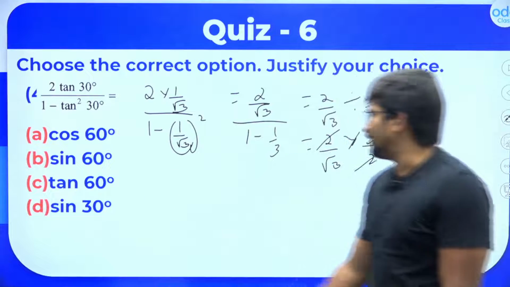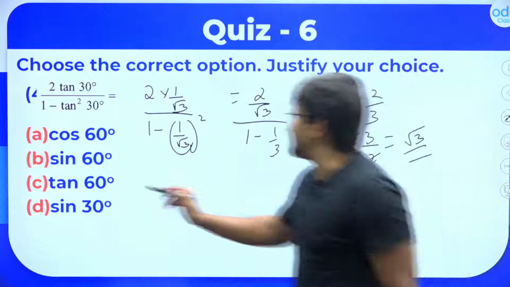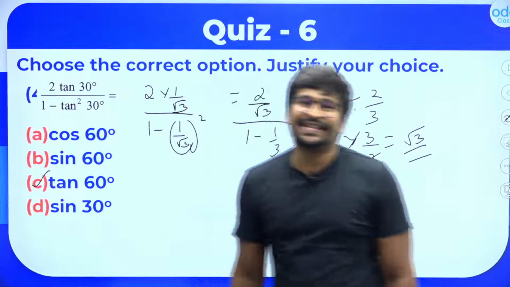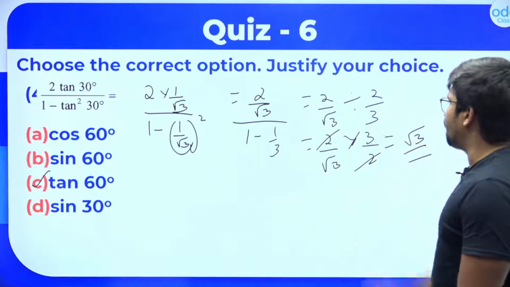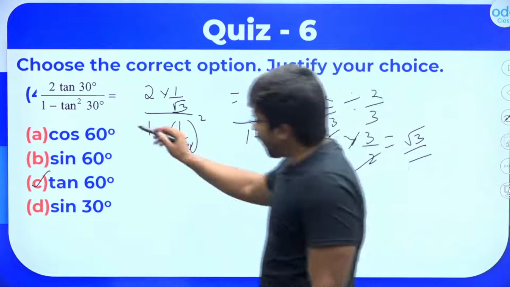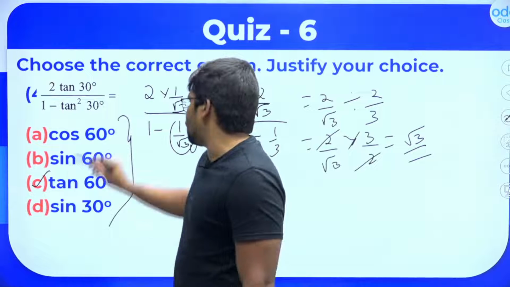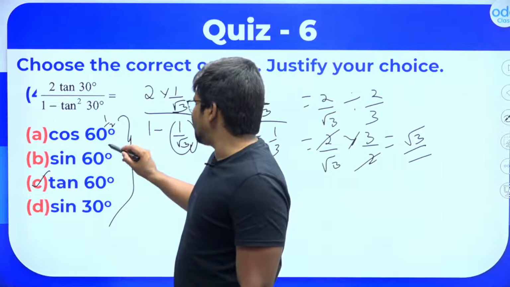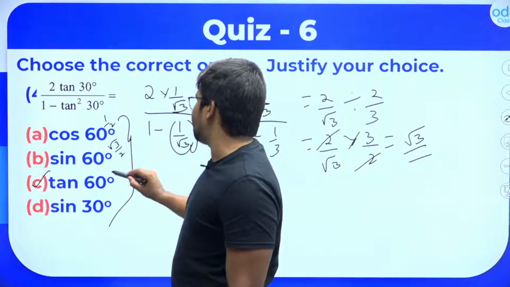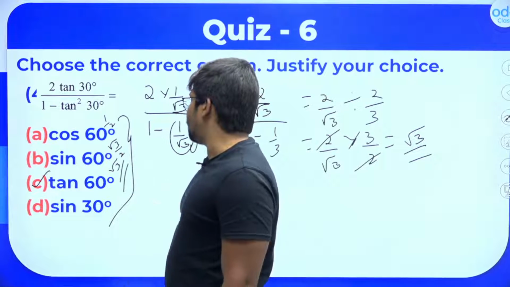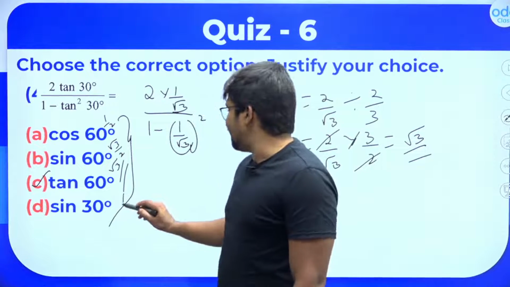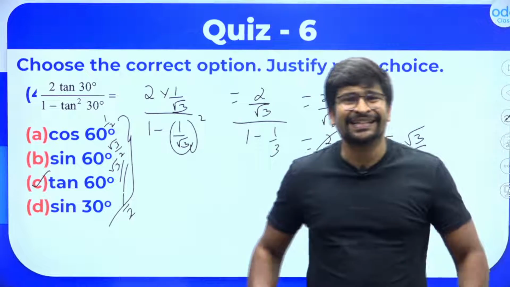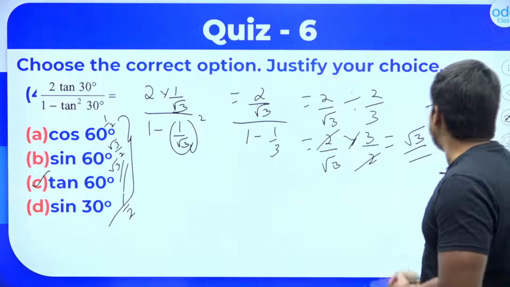Which one matches with root 3? You know that tan 60 degree is also root 3, right? So the correct answer should be option C here. Because here on solving you got the answer as root 3. Now among the options, which among them matches? You know that cos 60 degrees is 1 by 2, not matching. Sin 60 degrees is root 3 by 2, not matching. Tan 60 degrees is root 3, that is already matching. Sin 30 degrees is 1 by 2, that is also not matching. Only option C is matching. Hence the answer is option C. That's it.